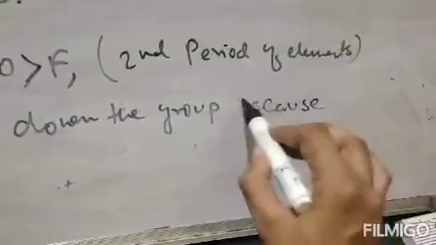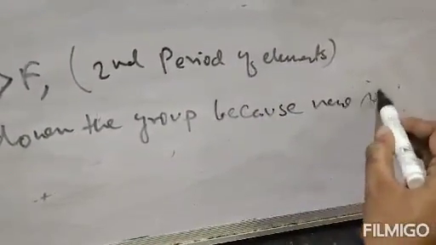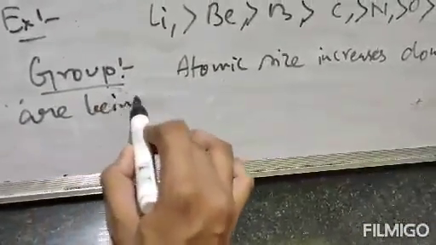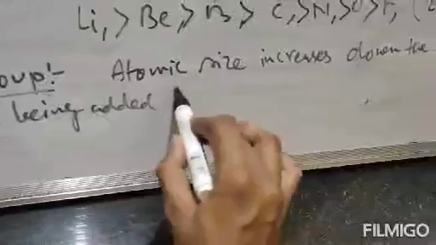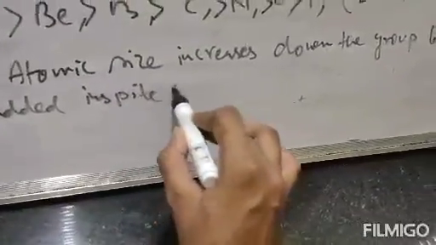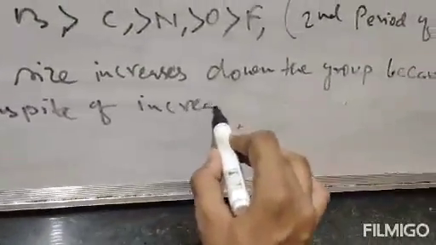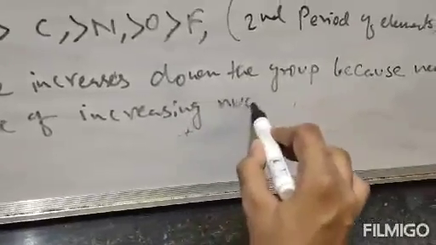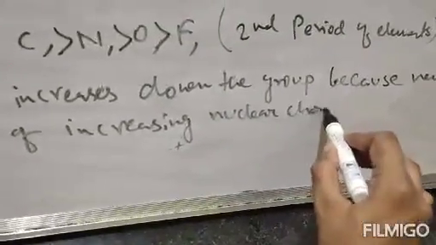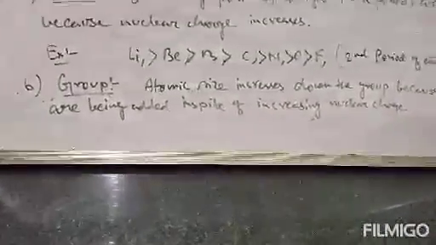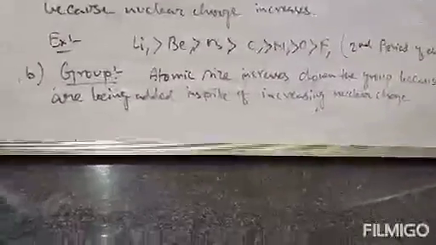Because new shells are being added in spite of increasing nuclear charge. Nuclear charge will increase according to period and according to group, but while moving down the group, in spite of increasing nuclear charge, the new shells are also being added one after another. So atomic size will increase down the group.